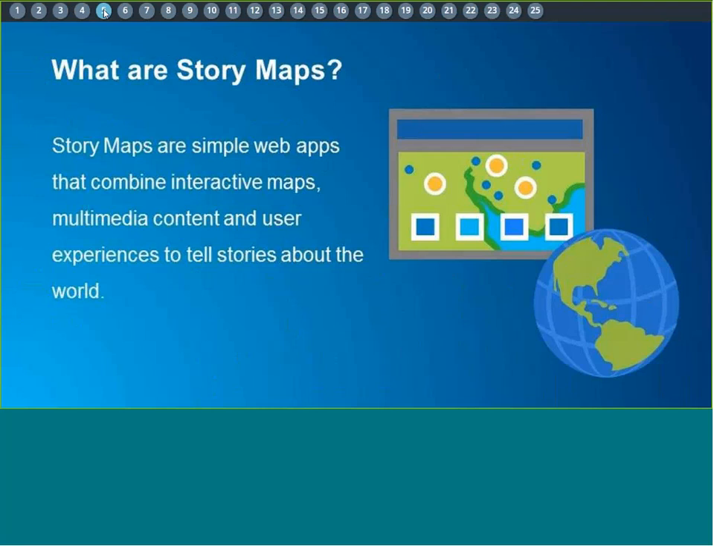Story maps are simple web apps that combine interactive maps, the maps that are published in ArcGIS Online, multimedia content, so that could mean your photos, videos, audio, and text, and user experiences to tell stories about the world. Now, the world can mean anything as large as planet-wide, nationwide, or even as small as your local neighborhood or community. Most story maps are hosted on the cloud by Esri, so you don't have to worry about the small details like maintaining servers, but you can also opt to host them yourself.